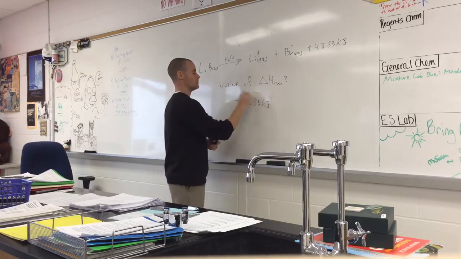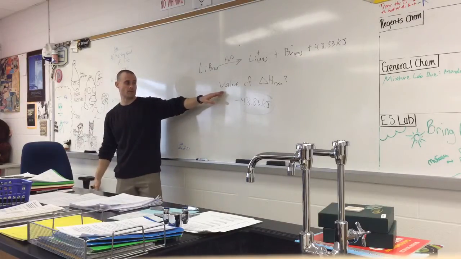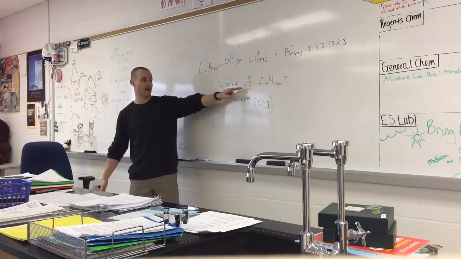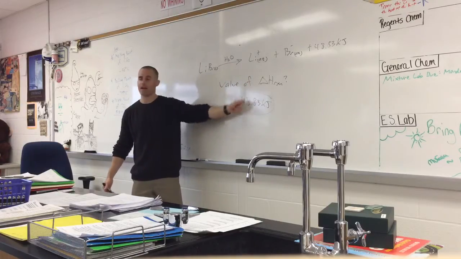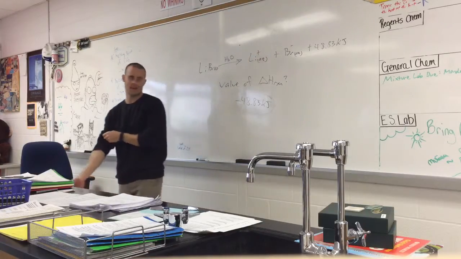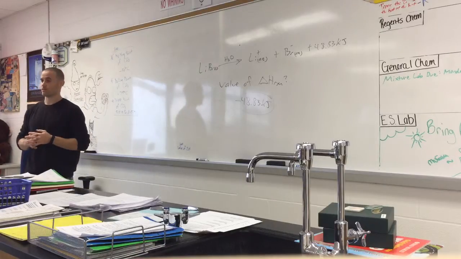48.83 kilojoules. So if I ask you, or the Regents ask you, a test question, they give you this reaction, they say, what is the value of delta H? You gotta have that negative. The value has the negative, but in the equation, no negative. It's kind of tricky, but that's the deal. Questions?